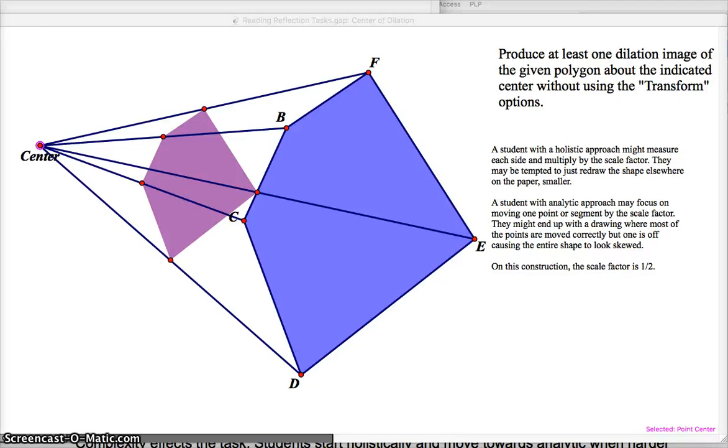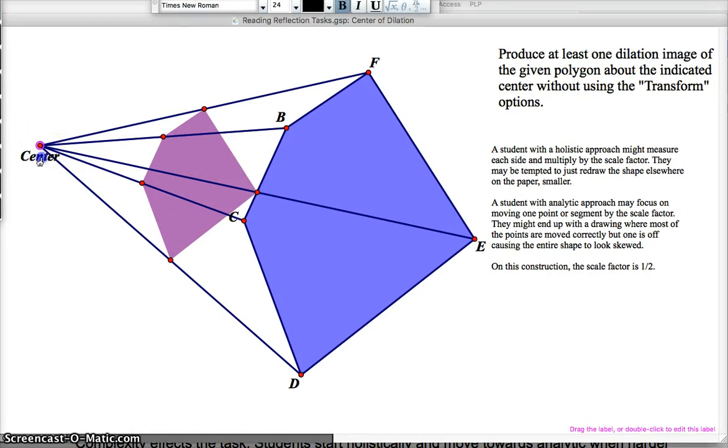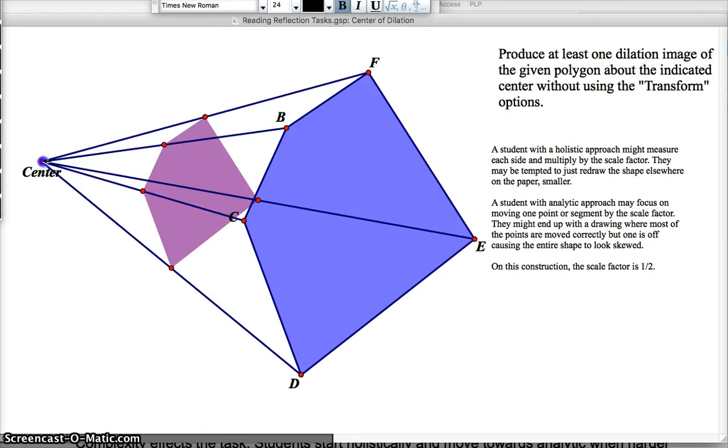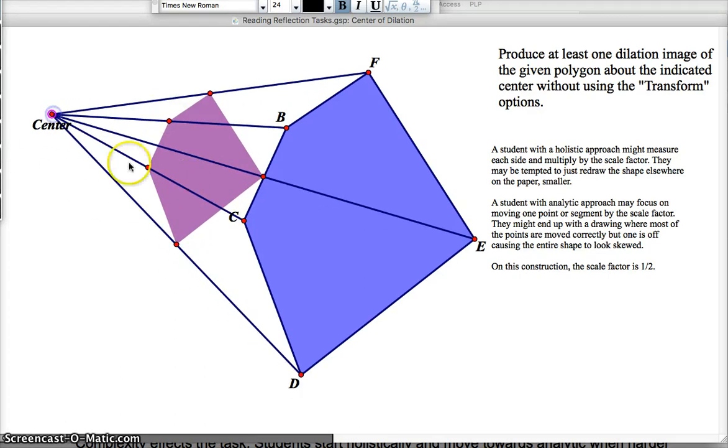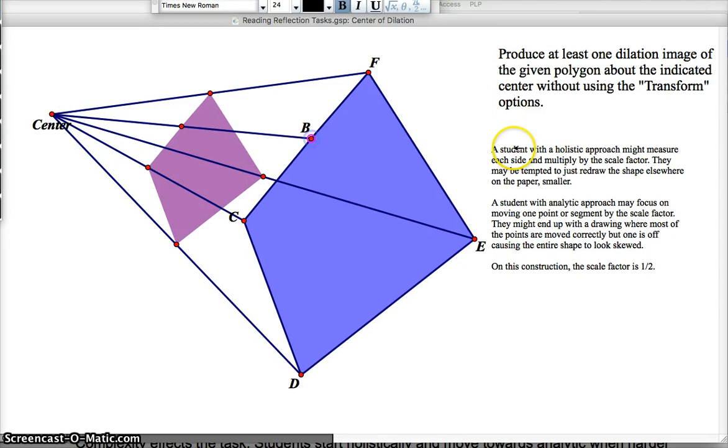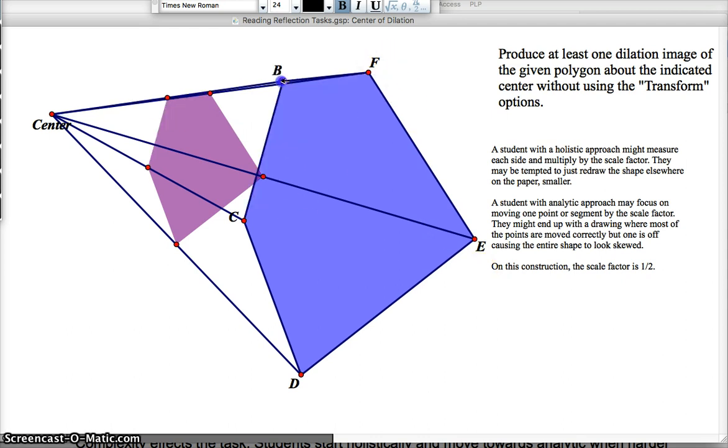Okay, so for this task, produce at least one dilation image of the given polygon about the indicated center without using the transform options. I think a student approaching this task in a holistic manner might measure each side and then multiply that by the scale factor, just considering the shape as a whole and making the whole thing bigger or the whole thing smaller.